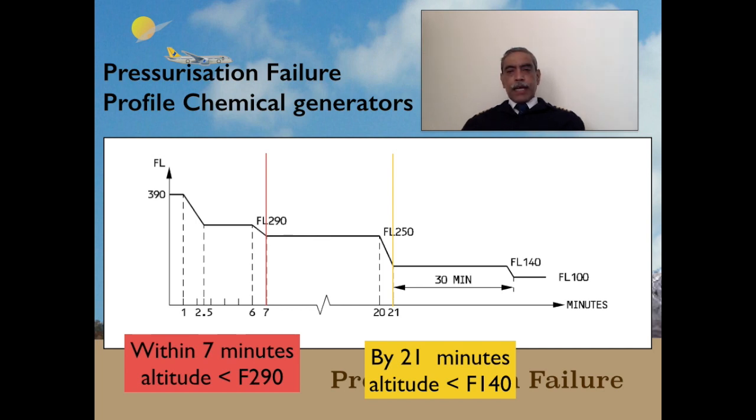So let me explain this. Within the first 7 minutes of decompression taking place, the aircraft should be less than flight level 290, and by 21 minutes of time the aircraft should be below flight level 140. It is then that these aircraft will be able to meet the legal requirement.